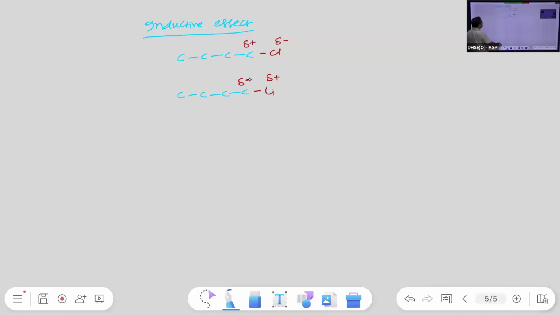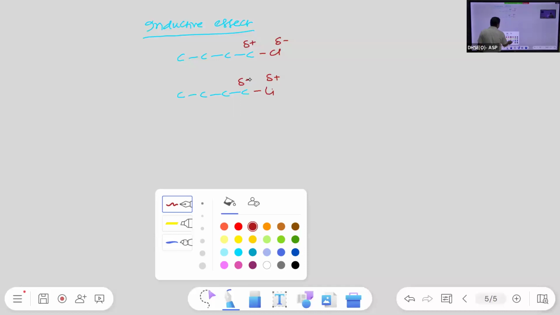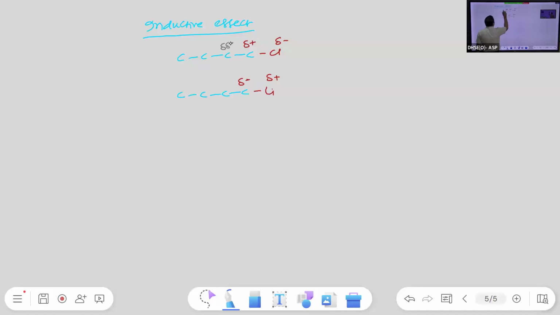Once the partial positive or negative charges are present, will it be confined to this atom or will it migrate to other atoms? It will be migrated to other atoms. How? Now this will be double delta plus, and this is triple delta plus. It is double delta minus and it is triple delta minus. Double delta means it is gradually decreasing.